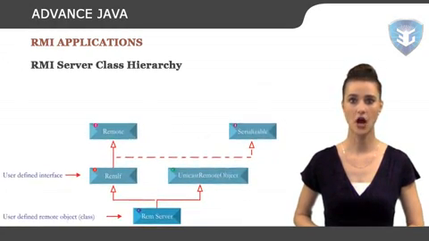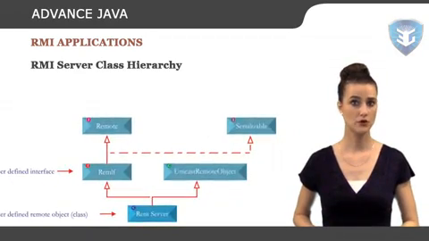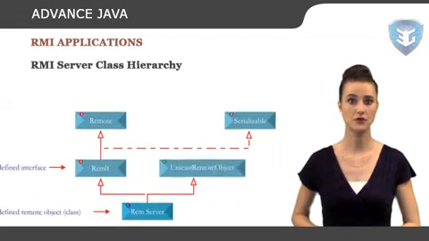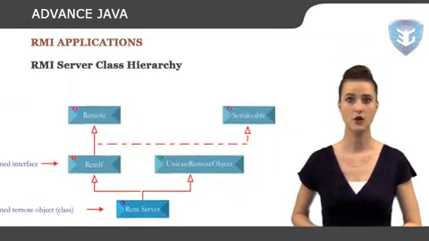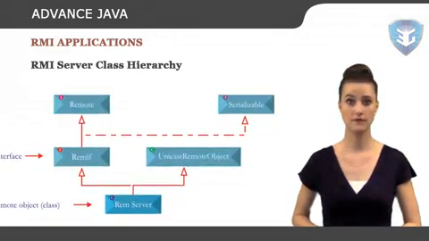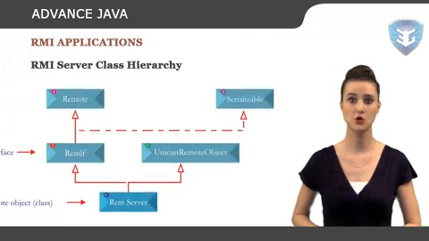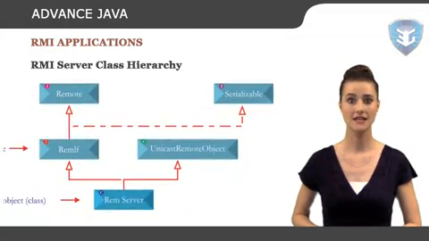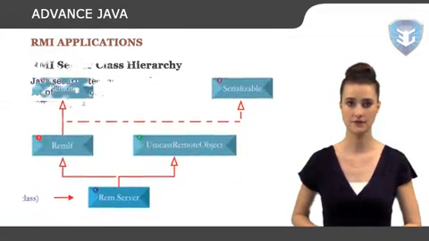RMI server class hierarchy. A remote server object must implement the contracted interface, Remote interface, which in turn must extend the base interface Remote. A remote server object must extend the class UnicastRemoteObject, add serializability, among other things.